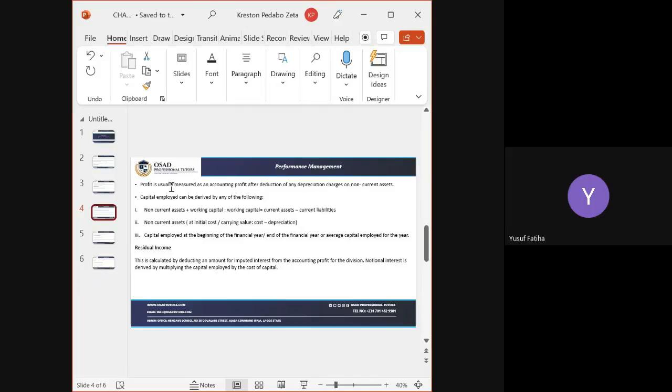What you're going to be doing is capital employed at the beginning of the financial year plus capital employed at the end of the financial year, divided by 2. That is what gives us the average capital employed for the year. The reason why I said or end of the financial year is that in the case where you've not been given capital employed at the beginning of the financial year, but you have just capital employed at the end of the financial year, you might end up using that one too. So it can come in various formats. It depends on the one that suits you best.